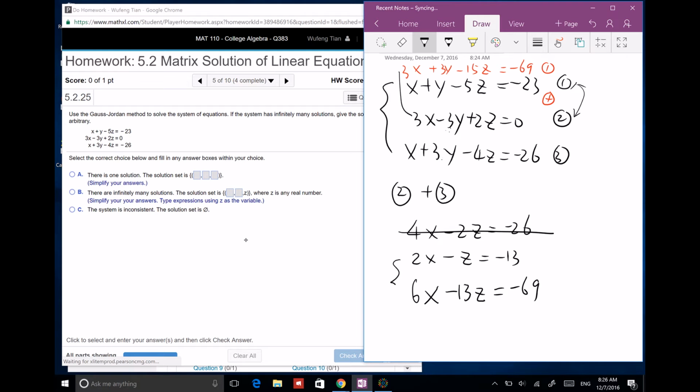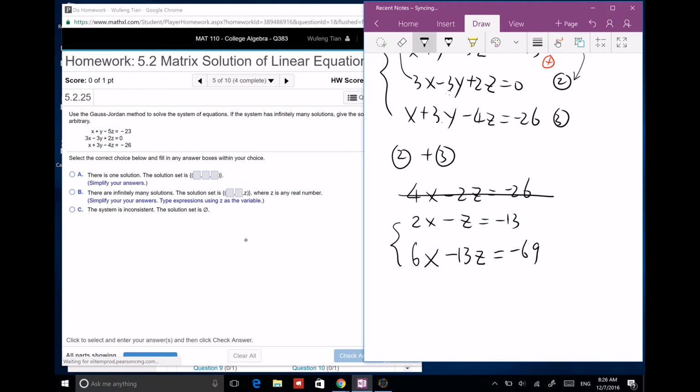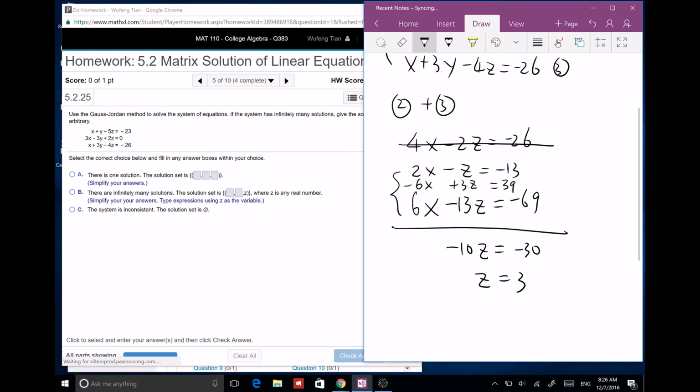Now you multiply the first equation by negative 3. So you get negative 6x plus 3z equals positive 39. Then add on to the second equation. X canceled out. So you only have negative 10z equals negative 30. Z equals 3.